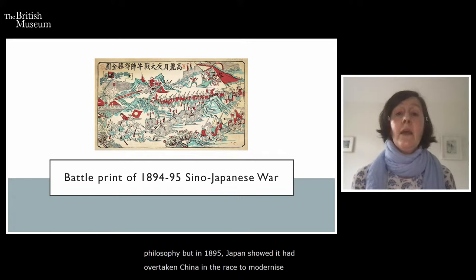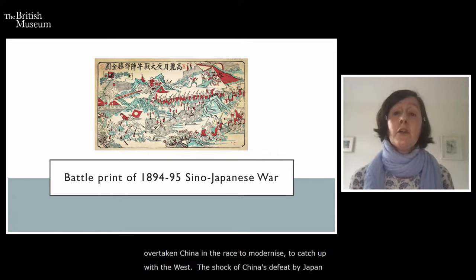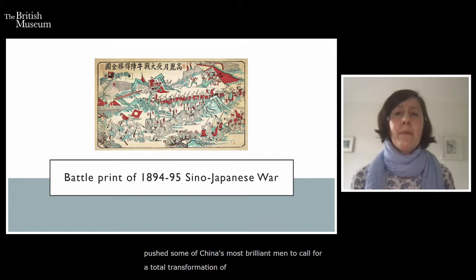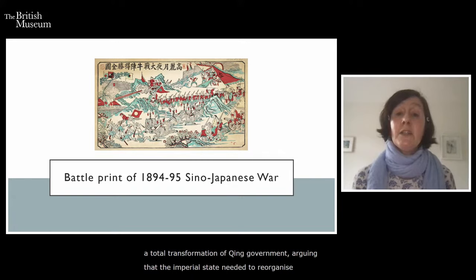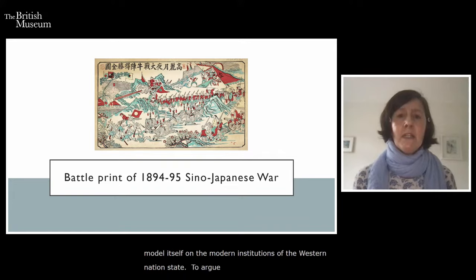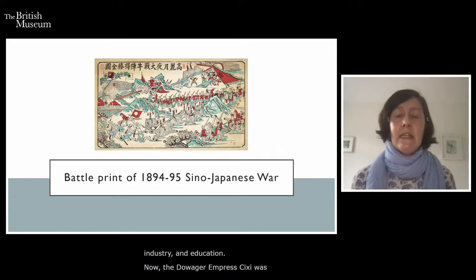The shock of China's defeat by Japan pushed some of China's most brilliant men to call for a total transformation of Qing government. They argued that the imperial state needed to reorganize and model itself on the modern institutions of the Western nation state. They argued that China needed modern government departments to organize things like defense, industry, and education. Now, the Dowager Empress Cixi was still dominant at court, and she resisted these ideas, sometimes violently, until external events forced her hand.